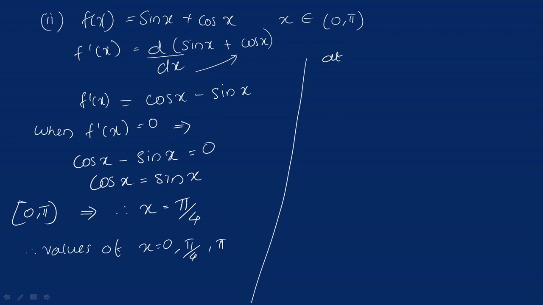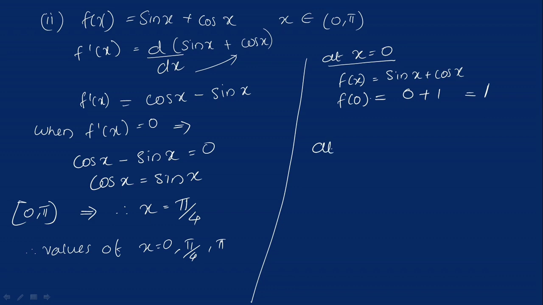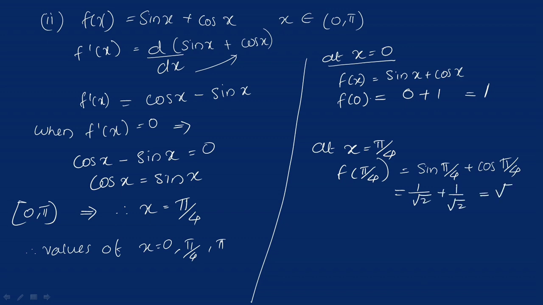First, at x equal to 0, we have f of x, that is sin x plus cos x, right? So f of 0, that is sin of 0 plus cos of 0. Sin of 0 is 0, cos of 0 is 1. So we have f of 0 is 1. At x equal to pi by 4, we have f of pi by 4, that is sin pi by 4 plus cos pi by 4, that is 1 by root 2 plus 1 by root 2, that by solving will be root 2.